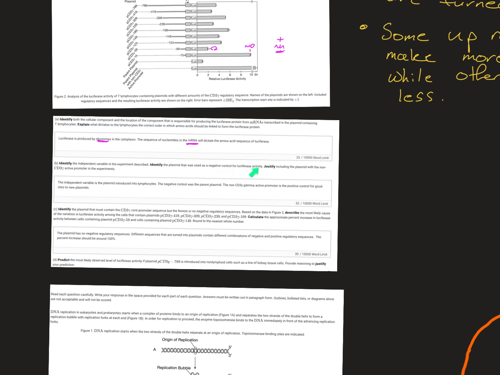Identify the plasmid used as a negative control. Well, that would be the parent plasmid. And justify including the plasmid with non-CD3 active promoter. That is your positive control. Well, this person got it perfectly right. I hope they understood it. That's perfectly stated and well executed.